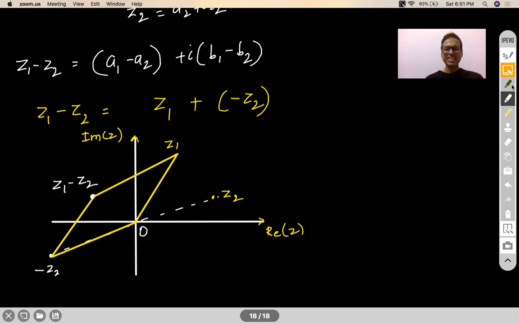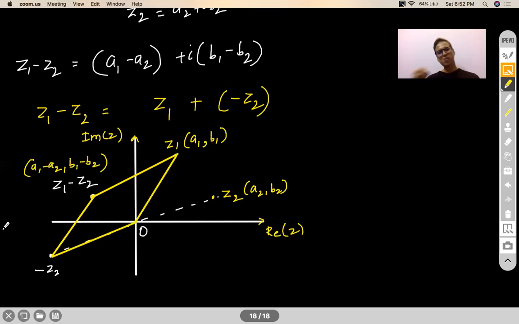Now many students say, sir, you don't have to draw a parallelogram like that. You could have got the complex number. Okay, anyways, first of all, you note this down. Then I will discuss more about it. Okay, so if this point is a1 comma b1, this point is a2 comma b2, then this point is a1 minus a2 comma b1 minus b2. Okay.